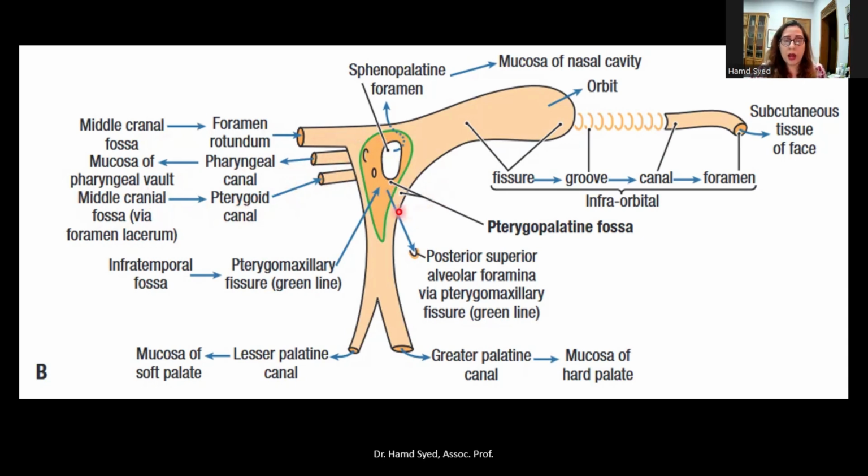Okay, also keep in mind that inferiorly, the posterior superior alveolar foramina are leading via the pterygomaxillary fissure into the upper part of the maxilla. And below also you've got the greater and lesser palatine canals, through which the communication is established with the hard and soft palates.